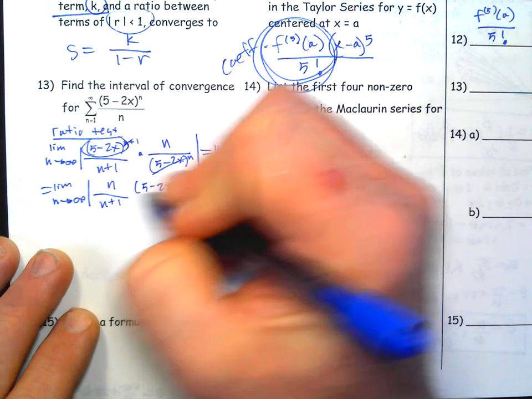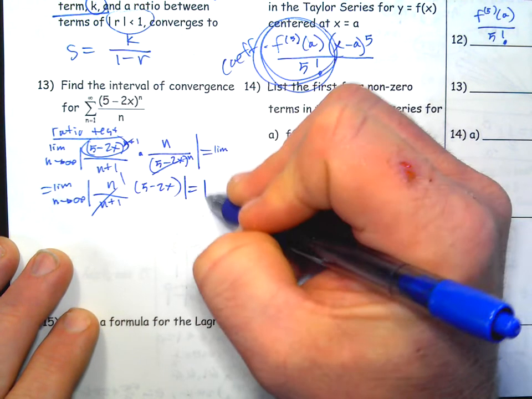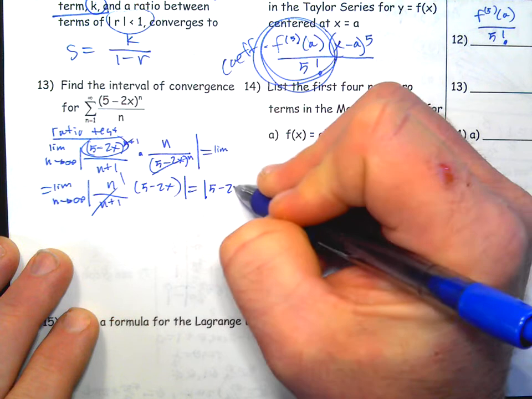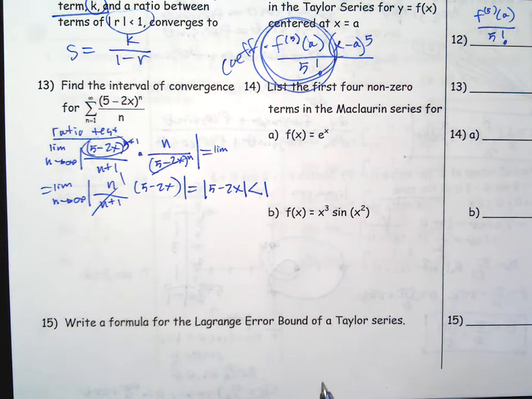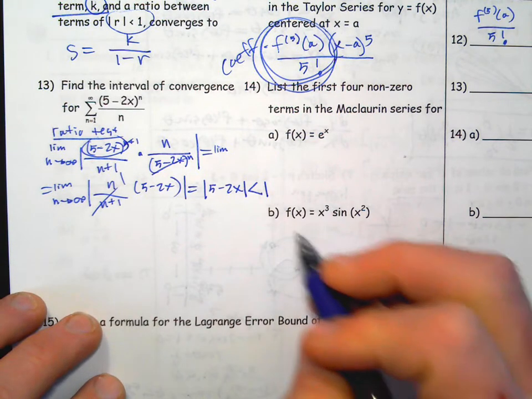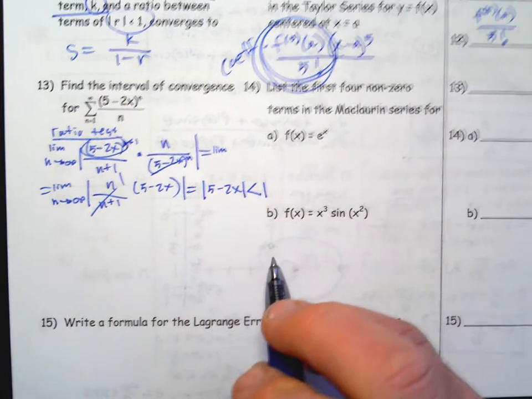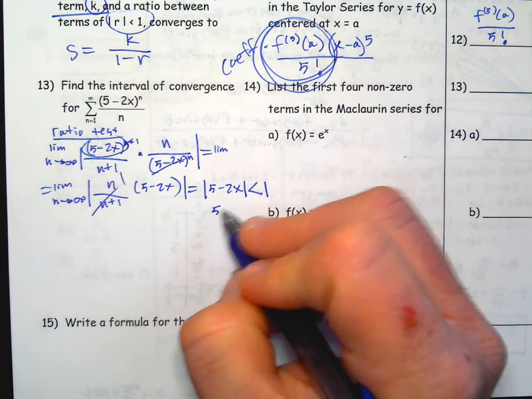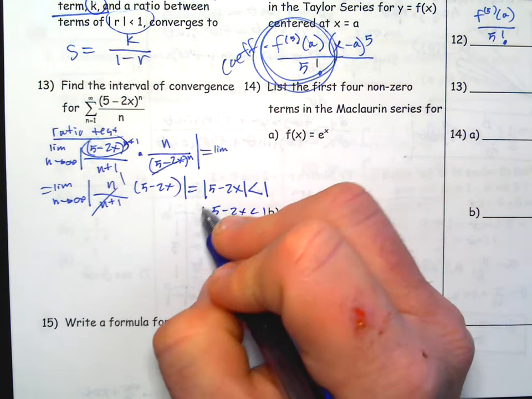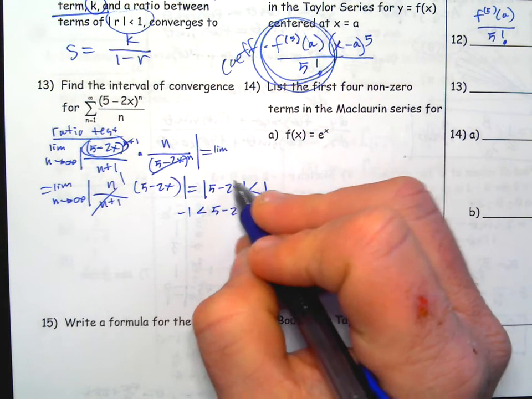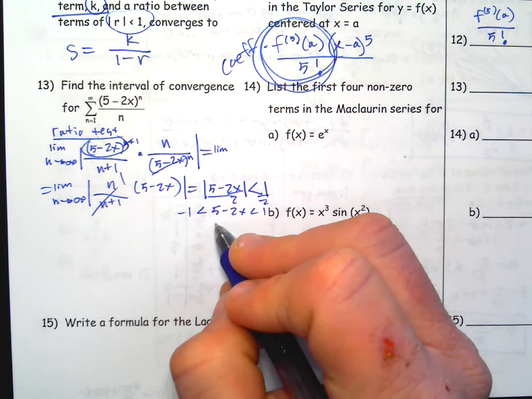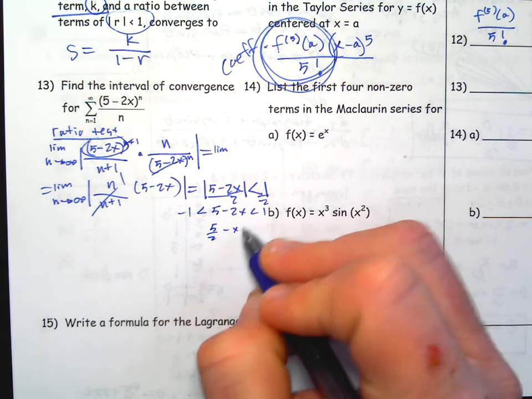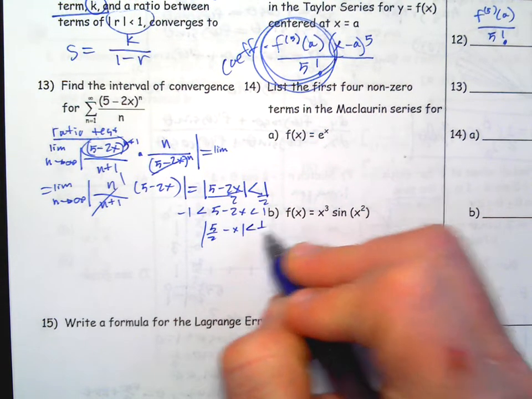Now, this is going to go to 1, so this is going to go to the absolute value of 5 minus 2x, and then we need to show that it's less than 1. And then we've got to solve that absolute value inequality. You can solve this however you want. You can say, all right, well, this is between 1 and negative 1, and solve it. Or you could try to get this coefficient to be a 1. Divide everything by 2, so you get 5 halves minus x, absolute value is less than 1 half.